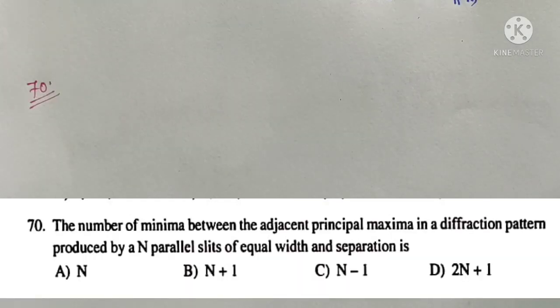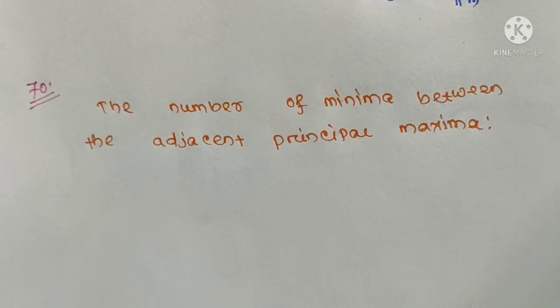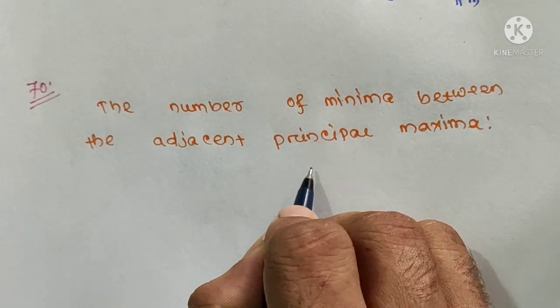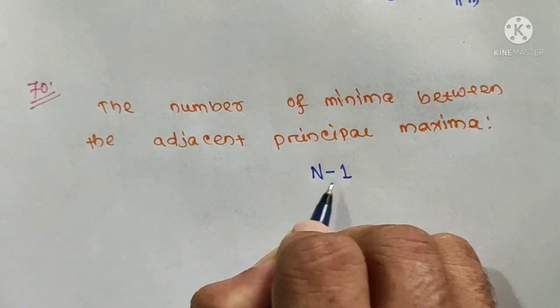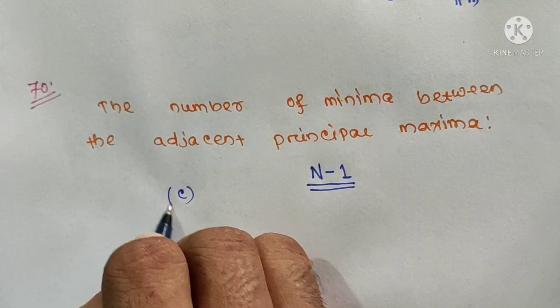Question number 70. The number of minima between the adjacent principal maxima in a diffraction pattern produced by n parallel slits of equal width and separation is. The number of minima between the adjacent principal maxima produced by n parallel slits of equal width and separation is n minus 1. Okay, so your correct option is option C.